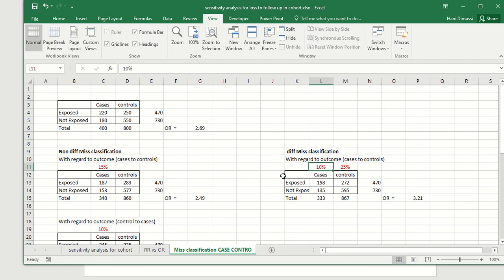So in the exposed, I'll take 10% of the cases and put them as controls. However, in the non-exposed, I'll take 25% and put them in the control. So my mistake in terms of the diagnosis is related to the exposure. And therefore, I'm doing a differential misclassification.